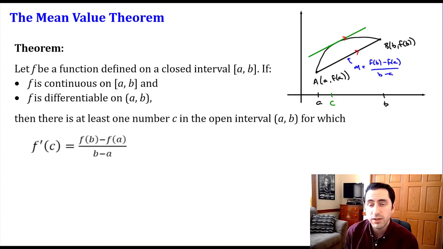So this theorem is an existence theorem. What that means is, as long as these conditions are met, this theorem is going to tell us that one of these points does exist. It doesn't necessarily tell us how to find this, but using some algebra, we should be able to apply this to a function and actually find that number c where this is going to happen. And that's actually what I'd like to do next.